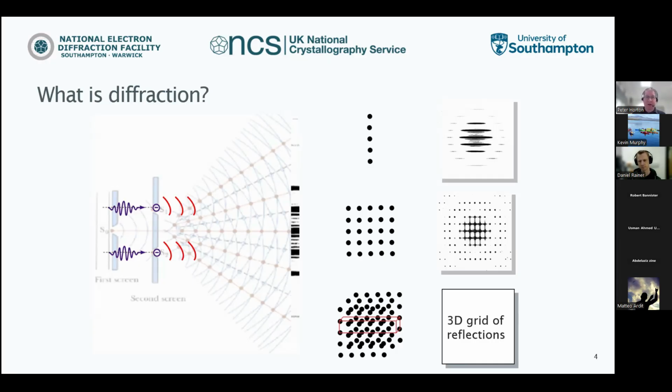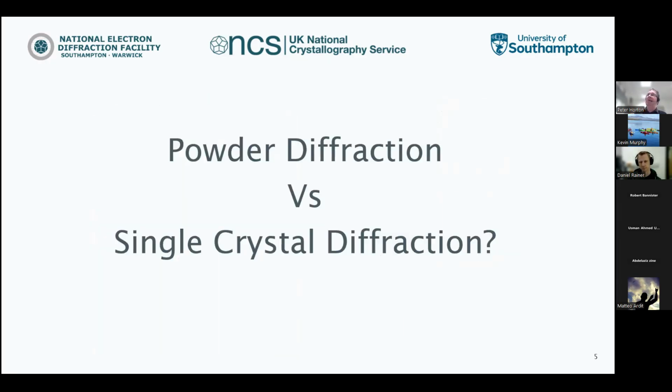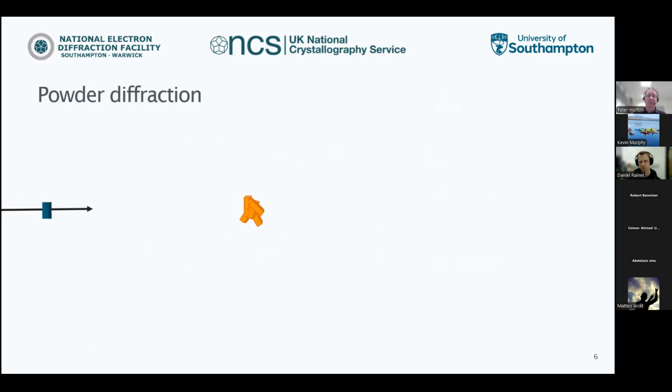But that is diffraction. So when people talk about X-ray diffraction, they generally talk about either powder diffraction or single crystal diffraction. So what is the difference?